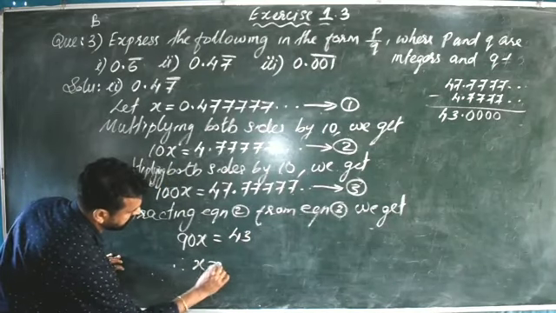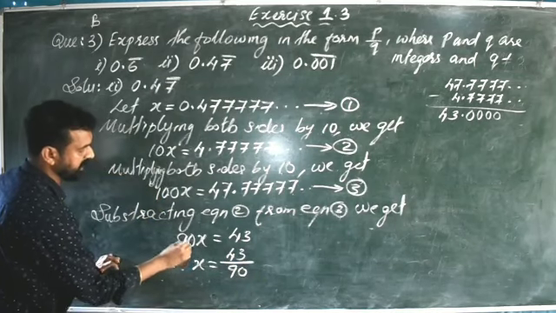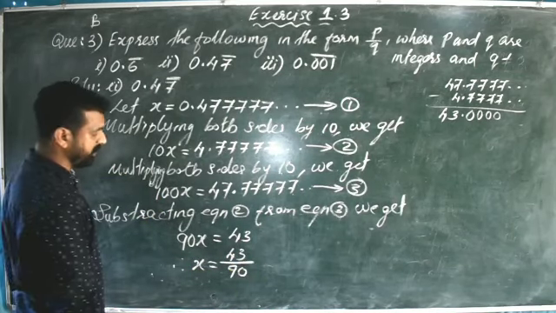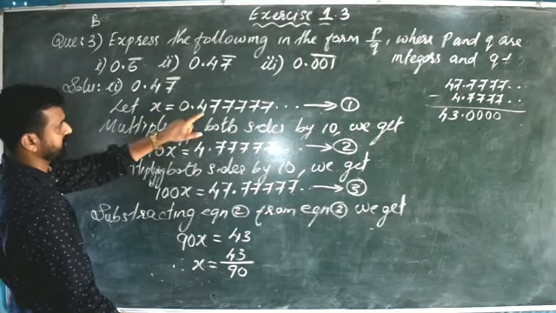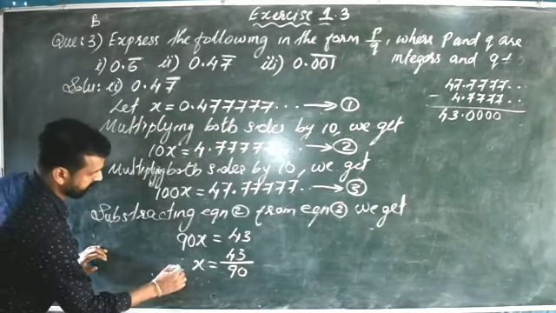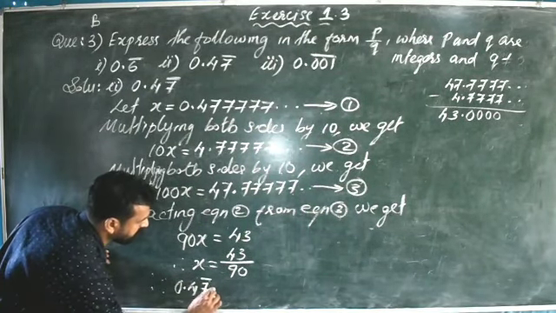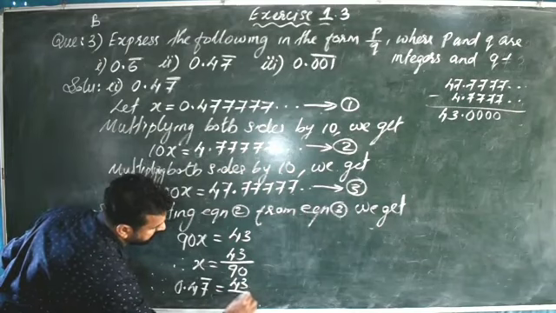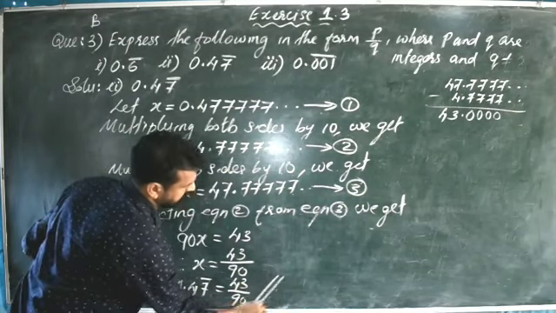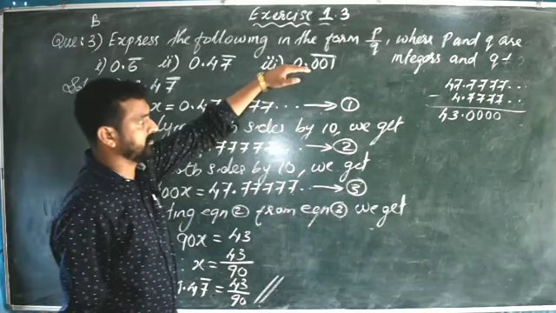Therefore, x is equal to 43 divided by 90. 90 transposing to the right side, divided by 90. X we have taken as 0.4777 etc., that is 0.47 bar. Therefore, we can write 0.47 bar is equal to 43 divided by 90. That is the answer. Okay, now let's see question number 3.